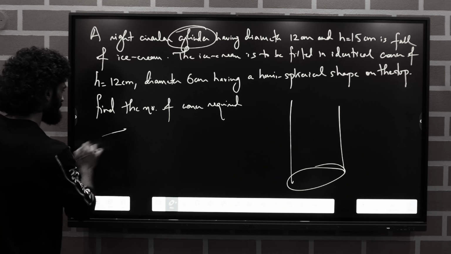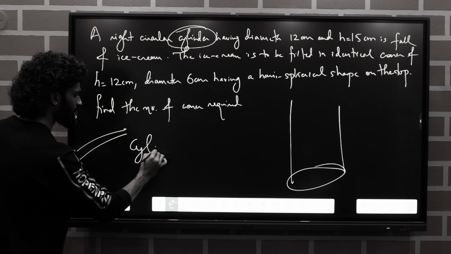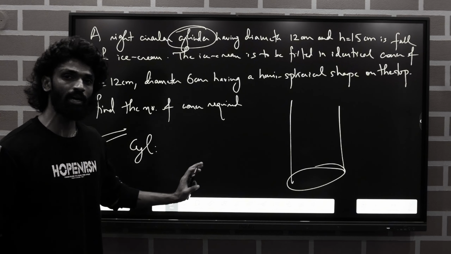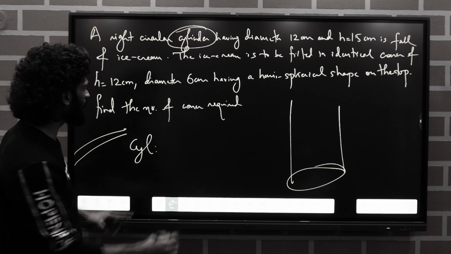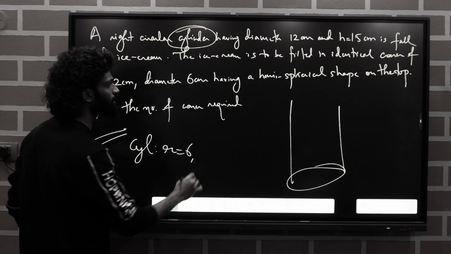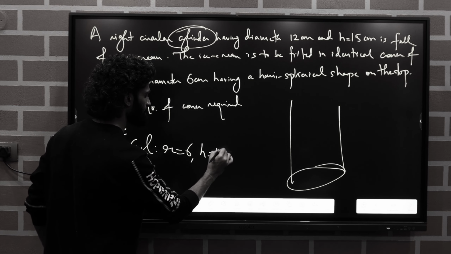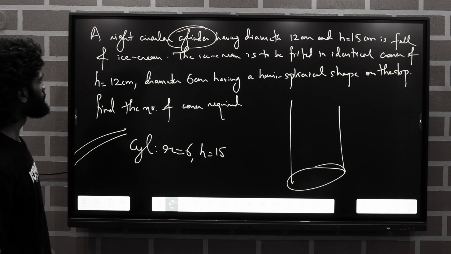So what do I do right now is, I'll write the shapes here. I'll try to make a note of all the data given to me. Cylinder's data: diameter is 12, meaning r equals 6. h equals 15. Okay, it's full of ice cream.